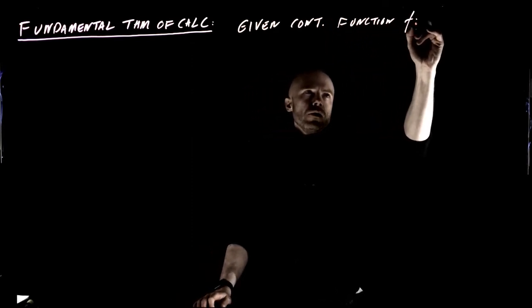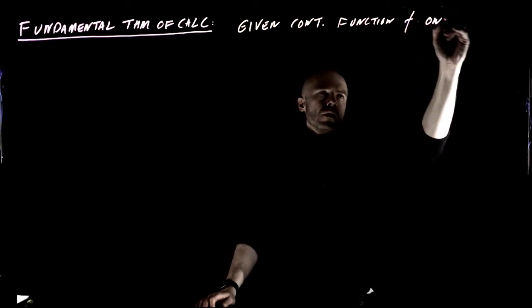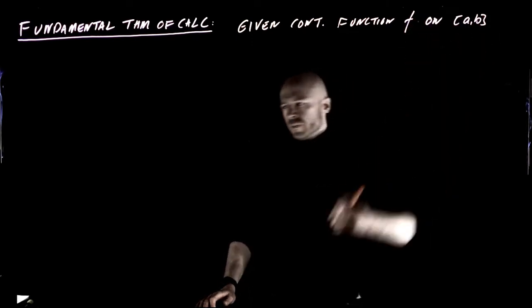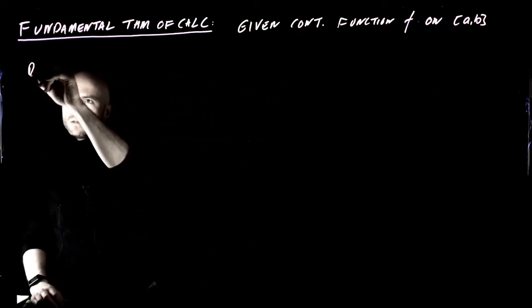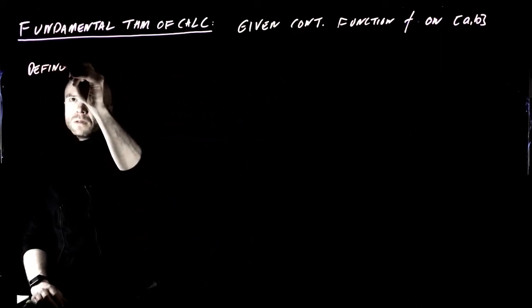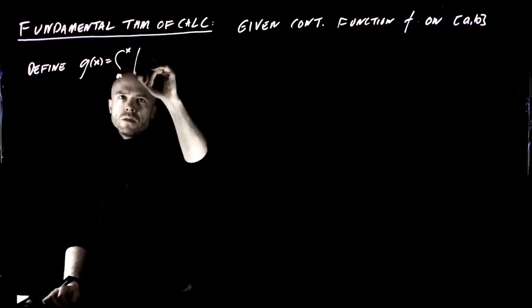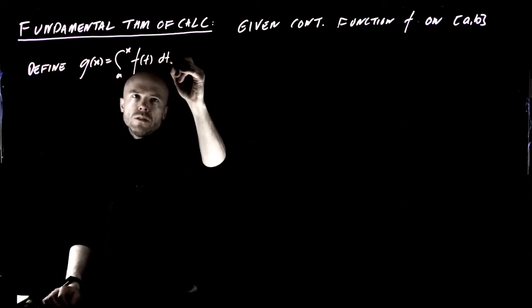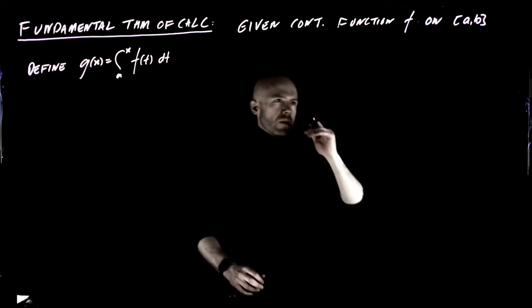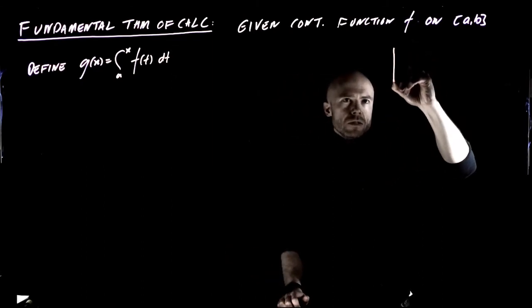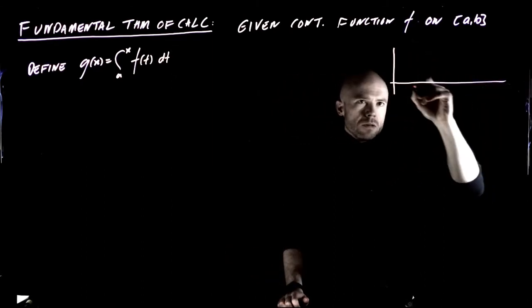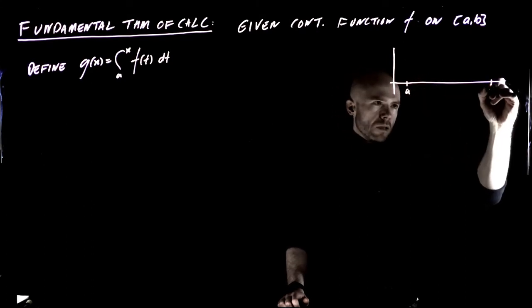So given a continuous function f on a to b, we define g of x to be the integral from a to x of f of t dt. Okay, so as always, the picture clarifies what this is actually doing. I call this the increasing area function.